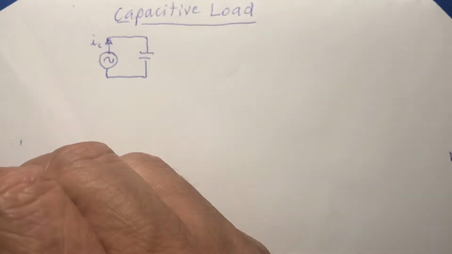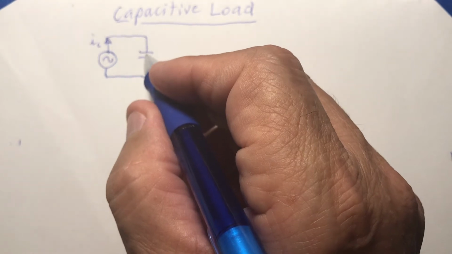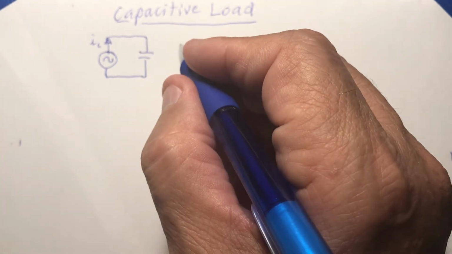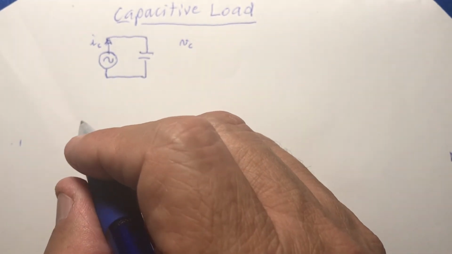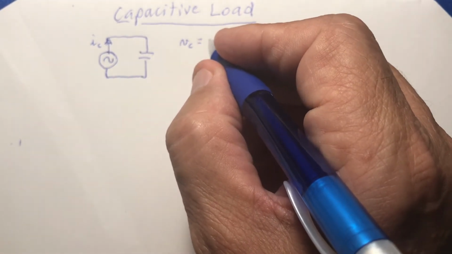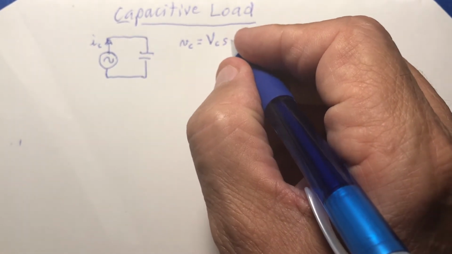Now let's see the current. The current goes back and forth, so we put here IC. Now the voltage across the capacitor, we call it VC. This C stands for the capacitor, and it is equal to the amplitude, so I put here VC, and then I put sine omega t.